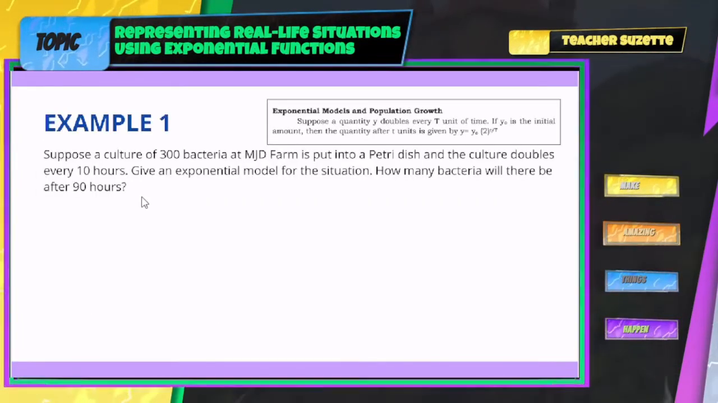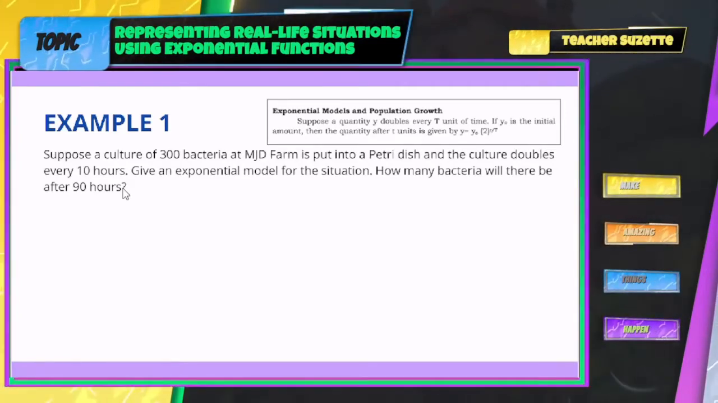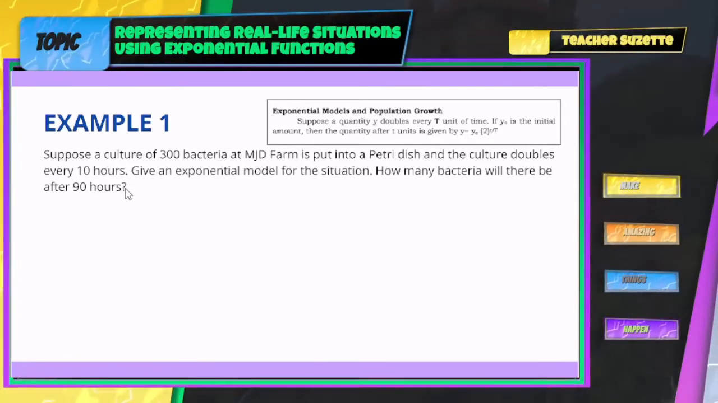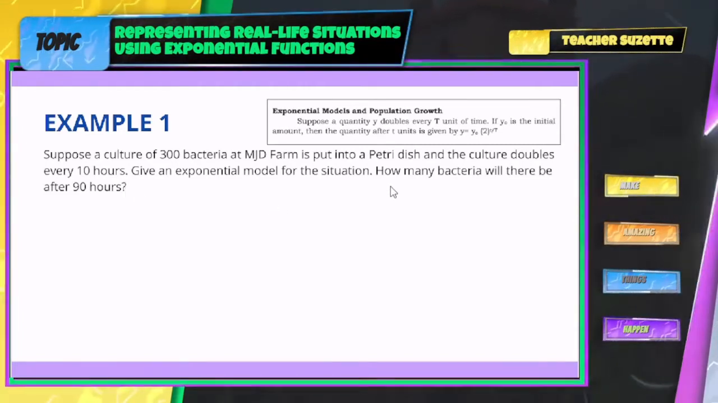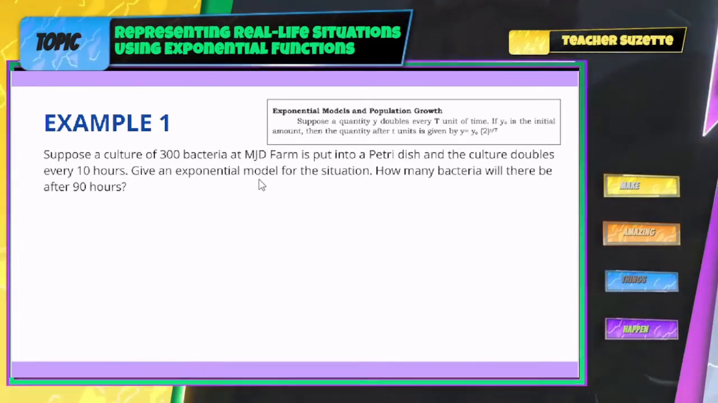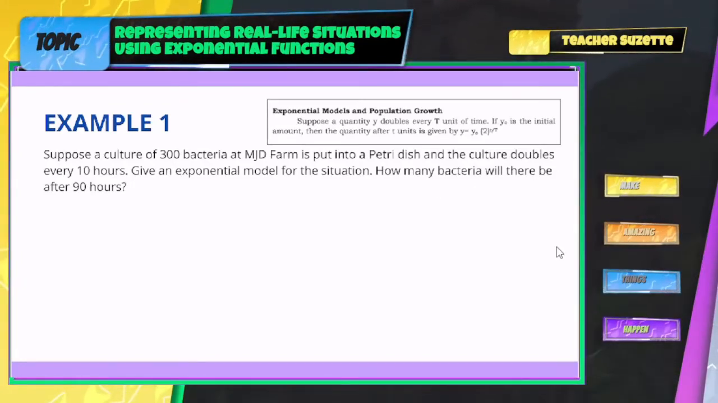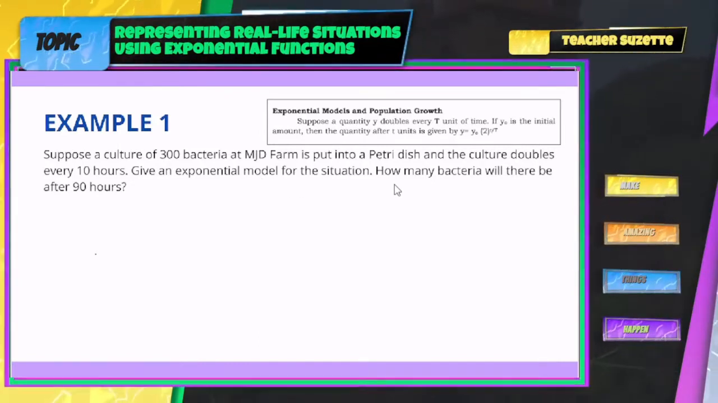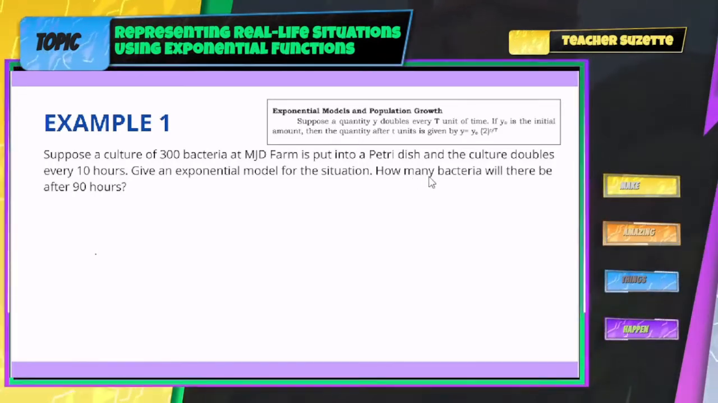Let's have an example. Suppose a culture of 300 bacteria at MJD farm is put in a petri dish and the culture doubles every 10 hours. Give an exponential model for the situation and how many bacteria will there be after 90 hours. For our example number 1, first we have to give an exponential model for this situation. Then from there, we can find how many bacteria there will be after 90 hours.